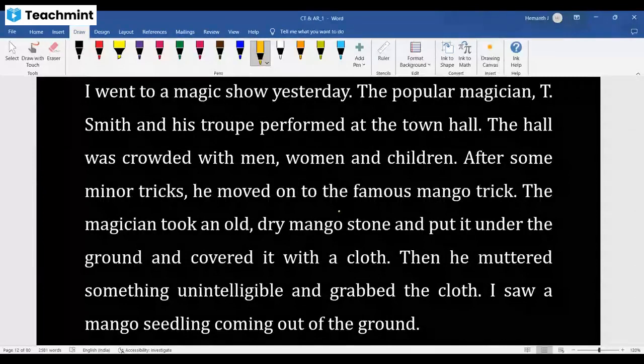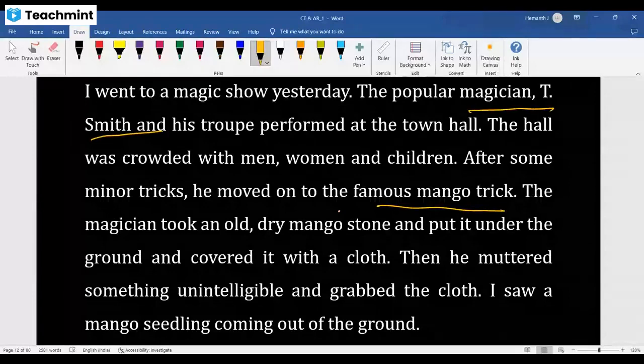Now, read this. I went to a magic show yesterday. The popular magician T. Smith. One of the questions: who is the popular magician? T. Smith and his troupe performed at the town hall. The hall was crowded with men, women, and children. After some minor tricks, he moved on to one of the famous mango tricks. They asked that also in the question: what is the famous trick he played? After some minor tricks, he went to the mango trick.